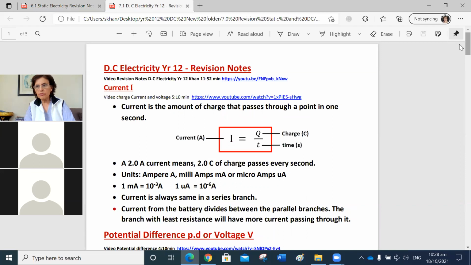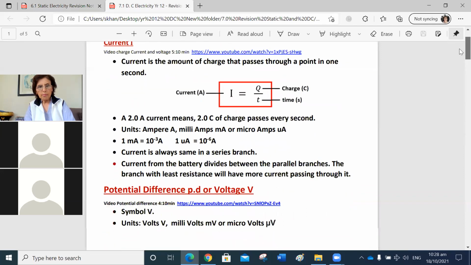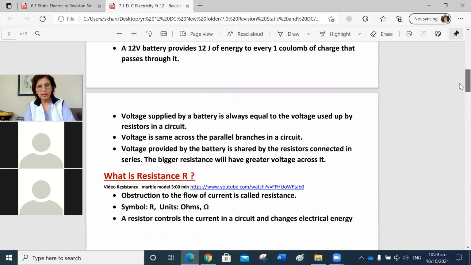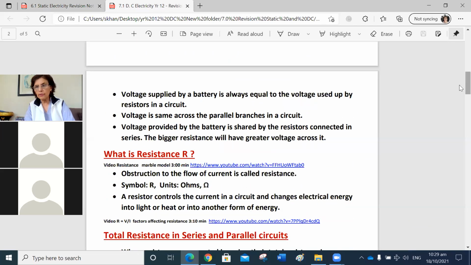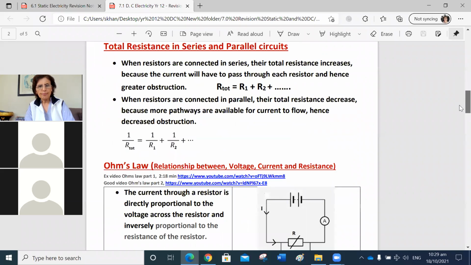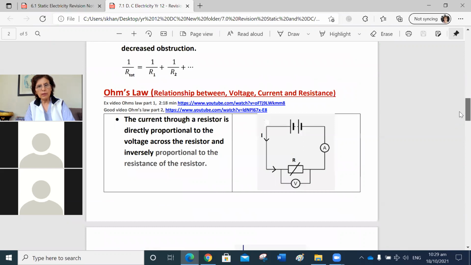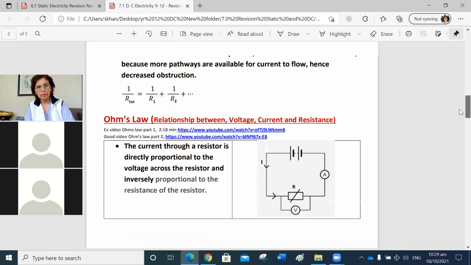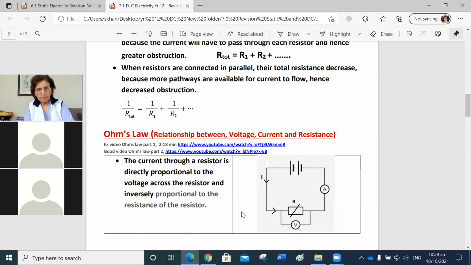Now, in DC electricity, the main thing in this topic is that you will be asked to apply. These are all notes that you can read in your own time. You've been given notes during the lessons, and they're also in Google Classroom, but I've made a kind of brief summary. The main thing we will be looking at is the relationship between voltage, current, and resistance, and that's Ohm's law.